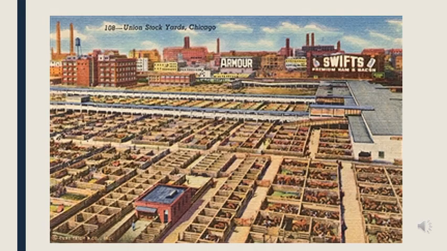So here's a picture of what those pens look like. So the cows, lambs, sheep, pigs, calves, whatever the case may be, they would wait in these pens. And then if you could see in the background where it says Swift and Armour, those are the actual meatpacking plants. So someone would drive the cattle back there where they would then be butchered.